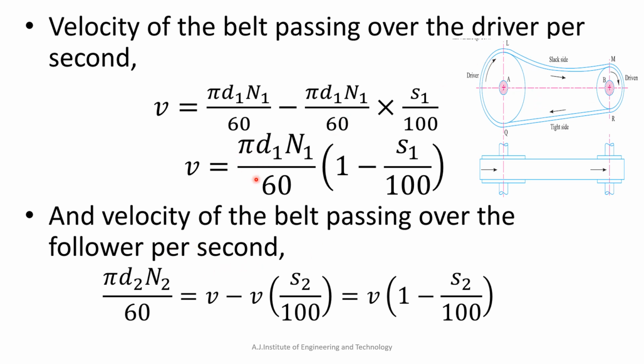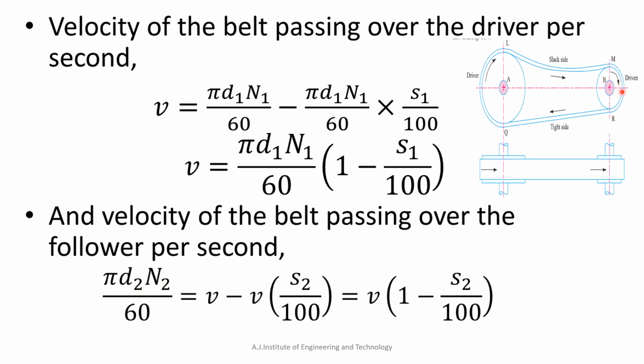Next, the velocity of the belt passing over the follower per second. This same power is transferred through the belt and passes to the driven pulley. Here also, due to some slippage, some losses happen. How can we calculate those losses? The actual rotation speed of this driven pulley is pi d2 n2 divided by 60. This is after considering all the losses.